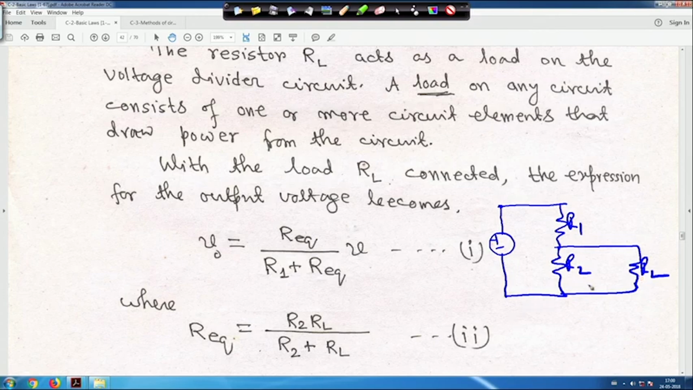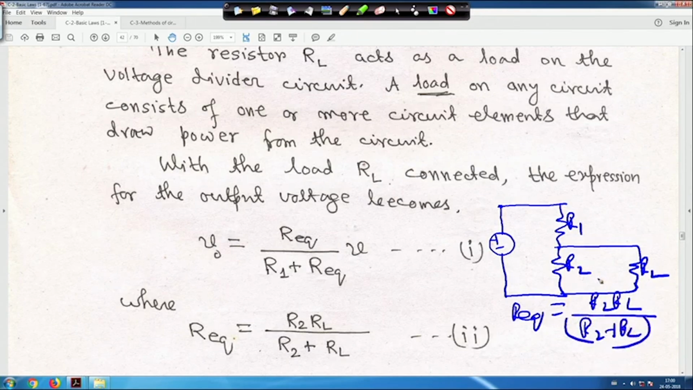So, the equivalent of R2 and RL, Req, will be equal to R2 into RL divided by R2 plus RL, because R2 and RL are in parallel, just as we have seen for parallel resistance. So Req of R2 and RL is Req = R2 RL / (R2 + RL). The current flowing through this is I.